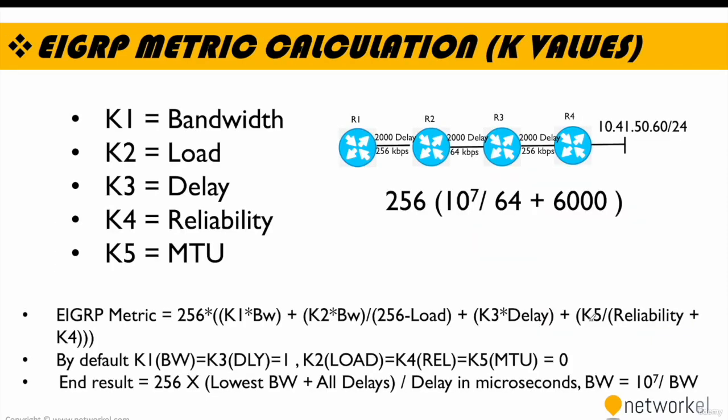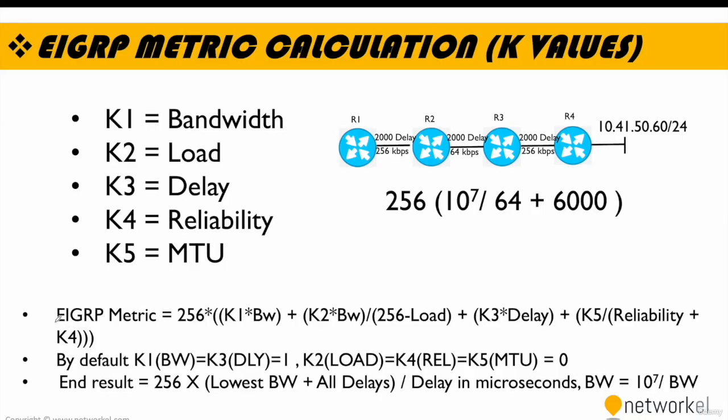EIGRP uses a composite metric to determine the best path to a destination. The metric calculation is based on several parameters known as K values, which can be adjusted to influence routing decisions. These K values are only numbers to scale the values in the metric calculation. K1 is the bandwidth, K2 is the load, K3 is the delay, K4 is the reliability, and K5 is the MTU.